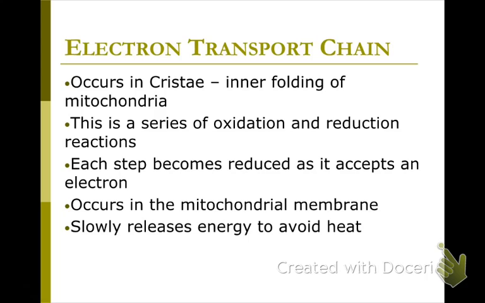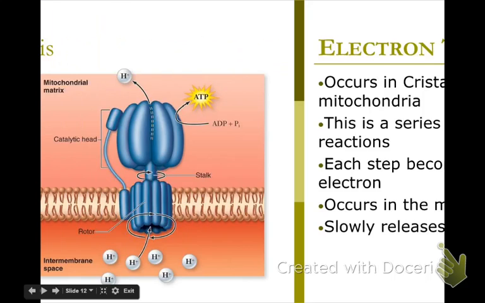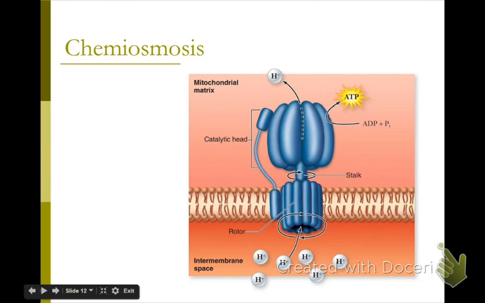Do notice that it does occur, again, in the mitochondrial membrane, but it does slowly release, okay? Because you don't want to heat up too much. Remember, heat is useless energy. You can't really do a whole lot with heat, so you don't want to lose it due to heat. This is the step what's called chemiosmosis. This is this ATP synthetase, okay? And again, it is a rotor-type substance.